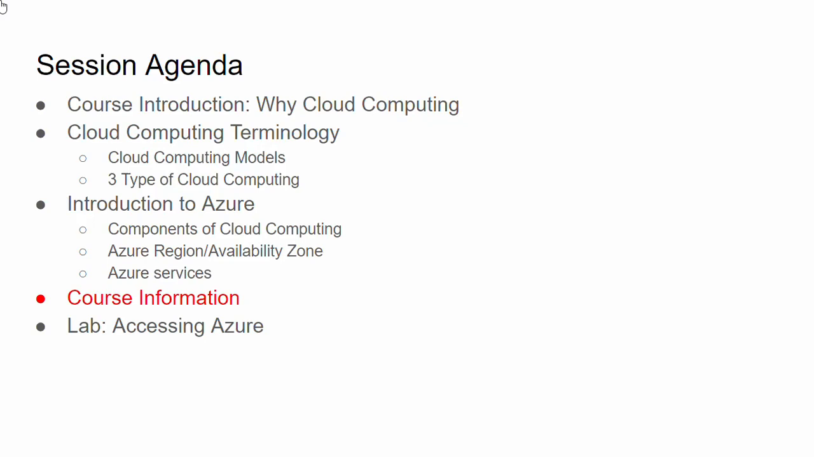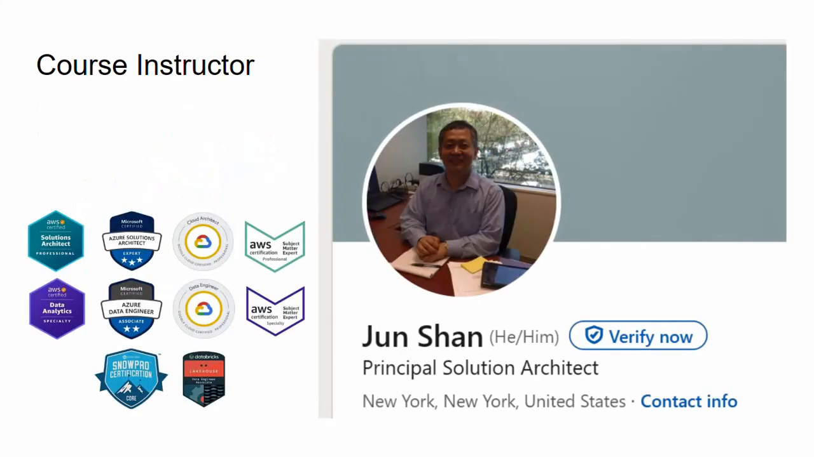Let's talk about the course information, starting with the course instructor, which of course is me. My name is Jim Shan. I'm a principal solution architect in a cloud service company. I took a bunch of cloud certifications across three major clouds. I have a solution architect certification from AWS, Microsoft, and Google, and I also have a data engineering, data analytics certification for AWS, Microsoft, and Google.